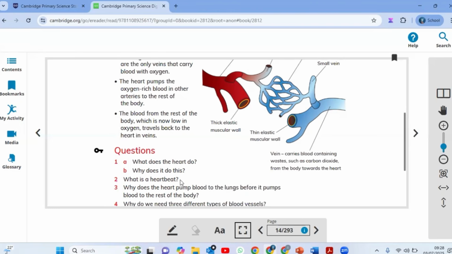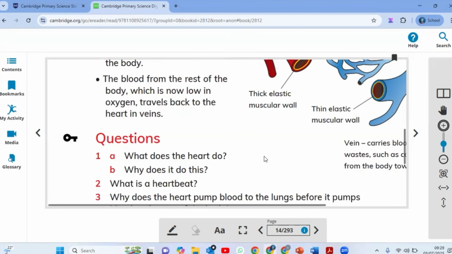What do you know about it? You can search about it. Question 3, why does the heart pump blood to the lungs? Why does the heart pump blood to the lungs before it pumps blood to the rest of the body? So you have these 3 questions and you have 1 minute to answer them.